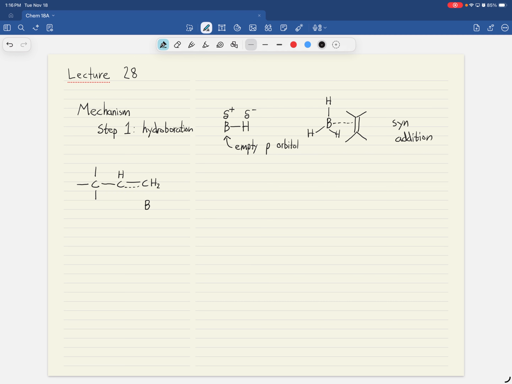Now the boron is going to add to the least substituted side. There are two reasons for this. One is that the boron prefers the least substituted side because of steric hindrance. Look at this boron group: there are two hydrogens here, and these hydrogens might get in the way of the bulkier side. So that's why the boron adds to the opposite side here.